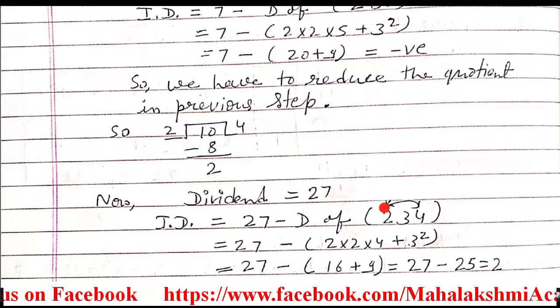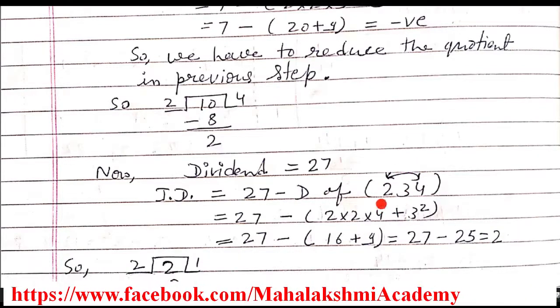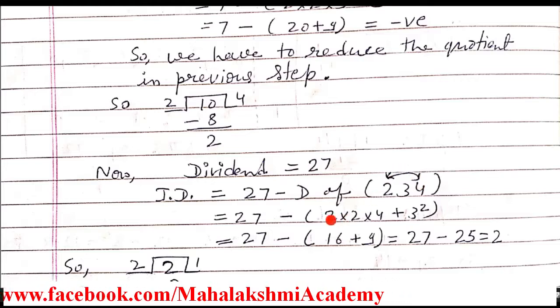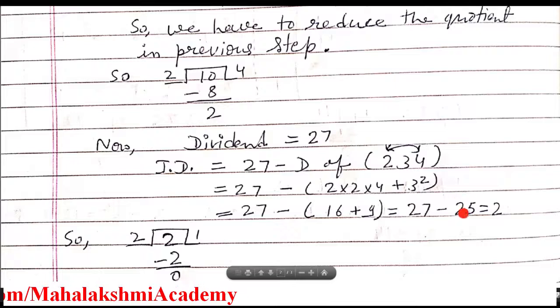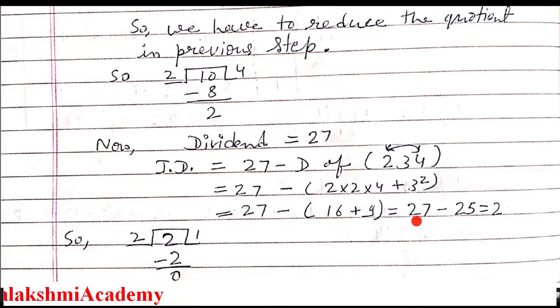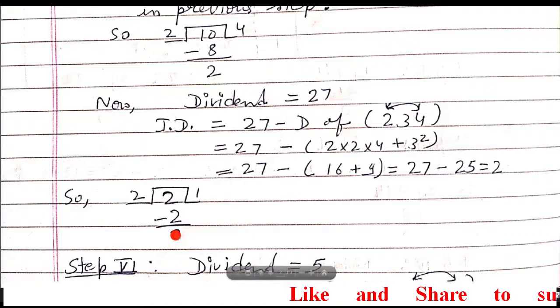So again just make the pair. These two are in the pair and 3 is alone. So since these two are in the pair, 2 extra 2, and 3 square. Multiply them and then add, you will get 25. So 27 minus 25 is 2. Since we got a positive, that's why we will go for the further step. So 2 divided by 2, that is 2 1 ja 2. So 1 is the quotient and 0 is the remainder.